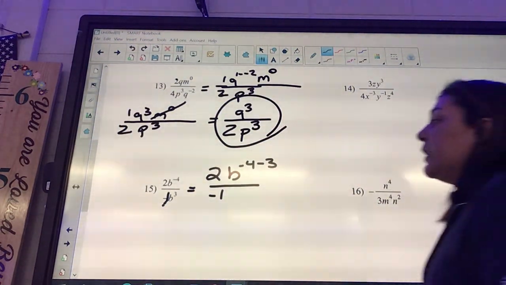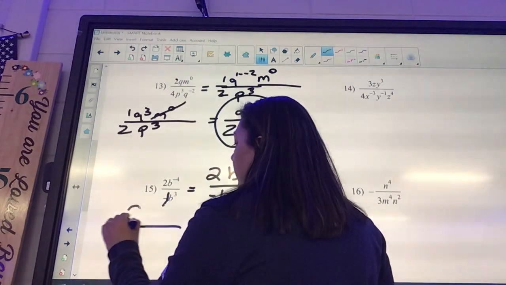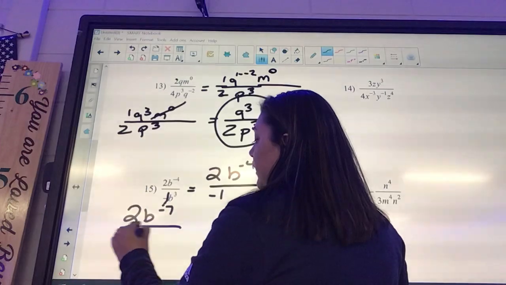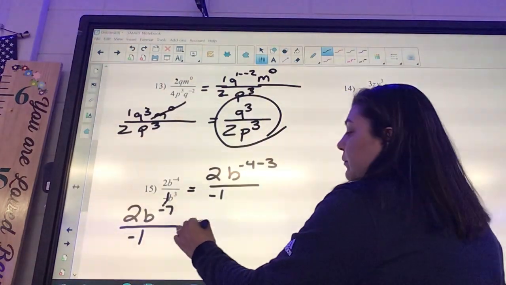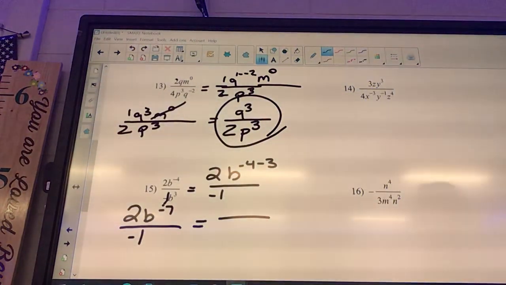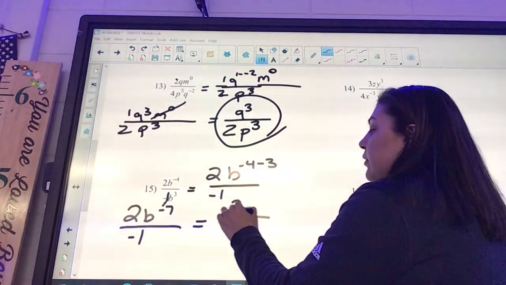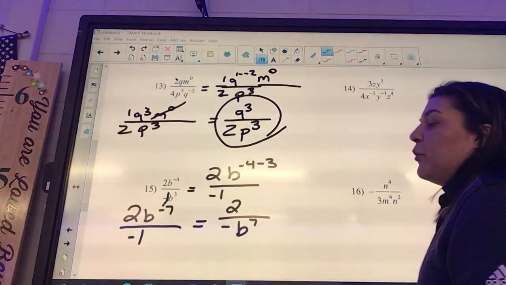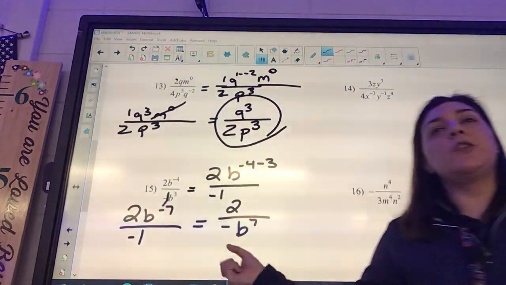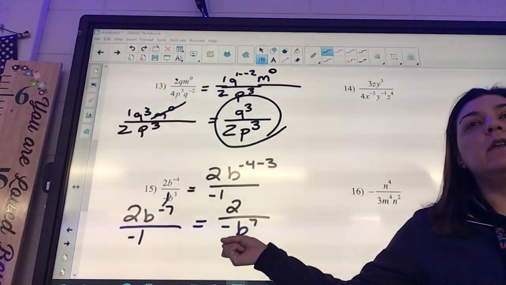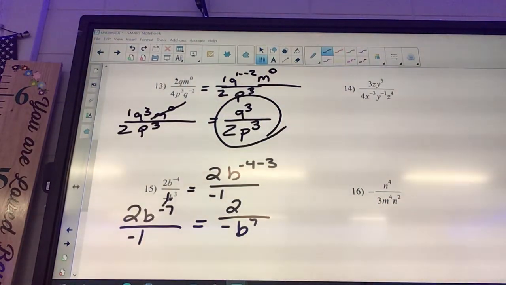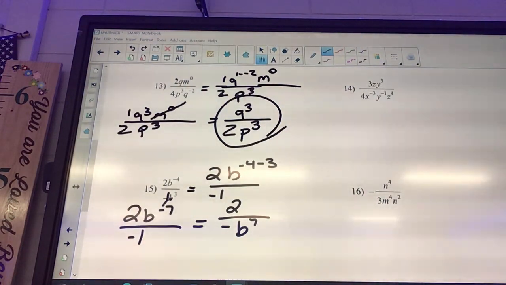Okay, well, what is -4 minus 3? -7, and we got this -1 on the bottom. Okay, so you're gonna get 2, and you got negative on the bottom, b to the 7. The same way that they didn't put the 1 there in the beginning, you shouldn't really have the 1 there in the bottom either. Okay, they didn't have a 1 down here, and we don't really need a 1 down there. Now, if you wrote it, that's fine.